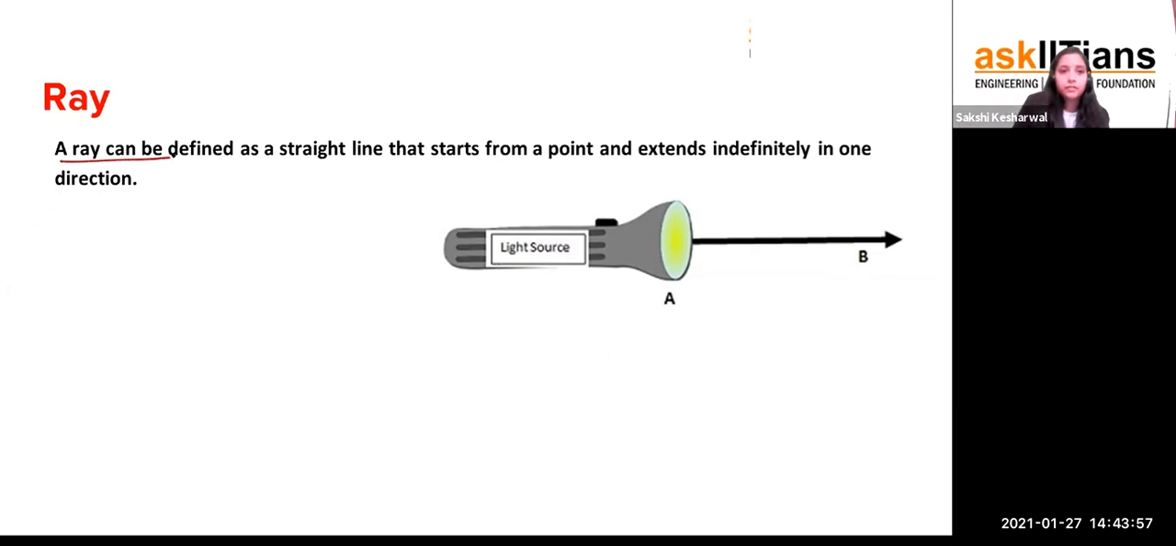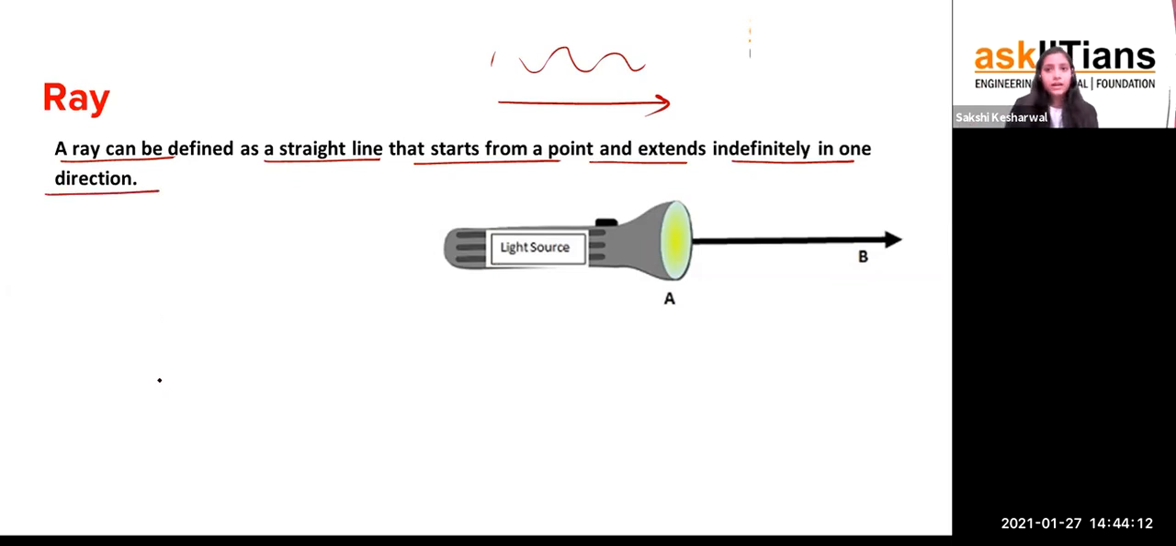A ray can be defined as a straight line, never like this, like this, like this. We are talking about everything in a straight line. It's a straight line that starts from a point and extends indefinitely in one direction. So can you draw a ray on a sheet of paper? No, you can never draw a ray on a sheet of paper.